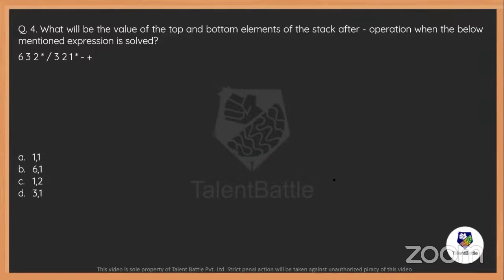First, we have to evaluate the postfix expression which is given to us: 6, 3, 2, multiplication, then division, 3, 2, 1, multiplication, and then minus. But we have to work only till after minus operation. So first thing, we have to push 6 onto the stack. I will maintain the stack value parallelly here. Now my stack will be only single element, that is 6. Then next is push 3 onto the stack again. So 3 will be at top.